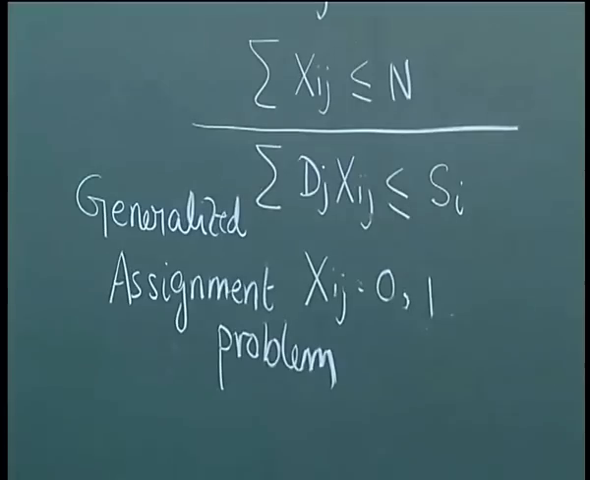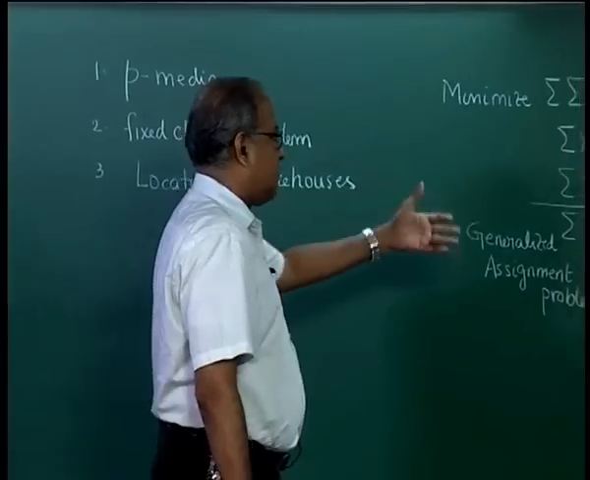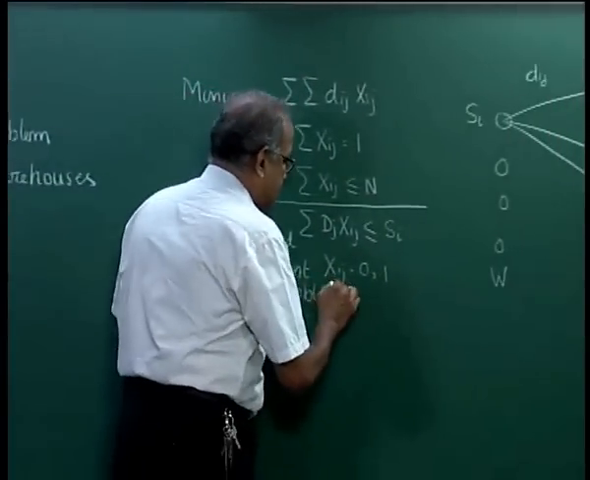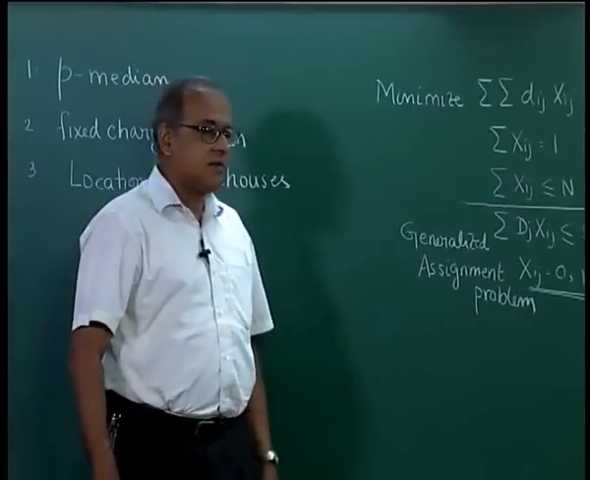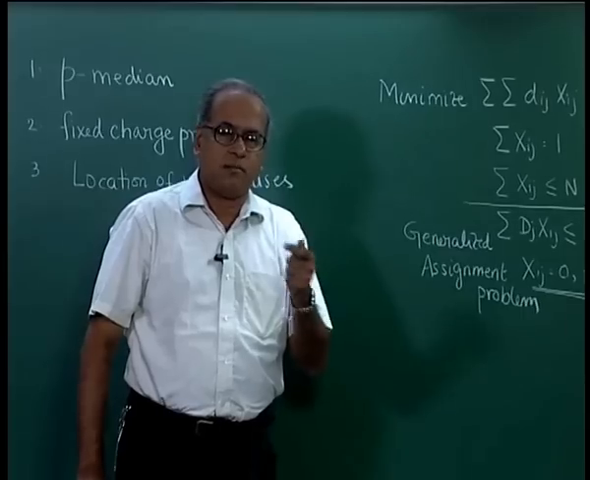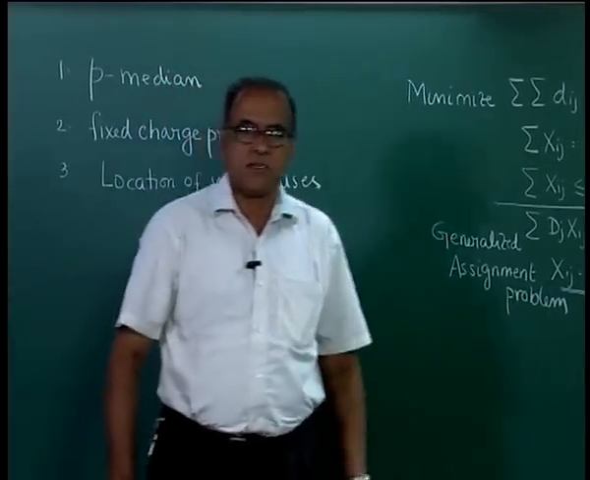So, the generalized assignment problem can be solved through binary programming. Xij takes values 0 or 1, and this can be solved as a 0-1 or binary optimization problem.